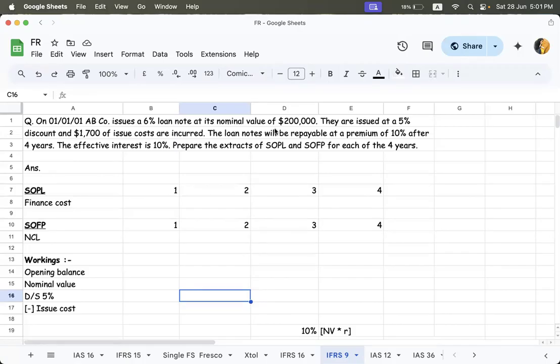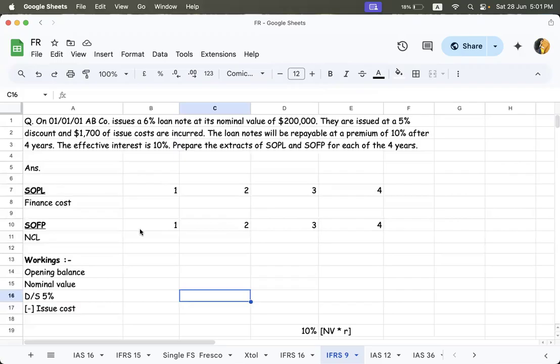1700 of the issue cost are incurred. So issue cost means transaction cost. The loan notes will be repayable at a premium of 10% after 4 years. So after 4 years, what happens? You have to pay 10% extra. Now remember, you're getting 5% less, but you have to pay 10% extra in 4 years. The effective interest is 10%. Prepare the extracts of SOPL and SOFP for the 4 years.